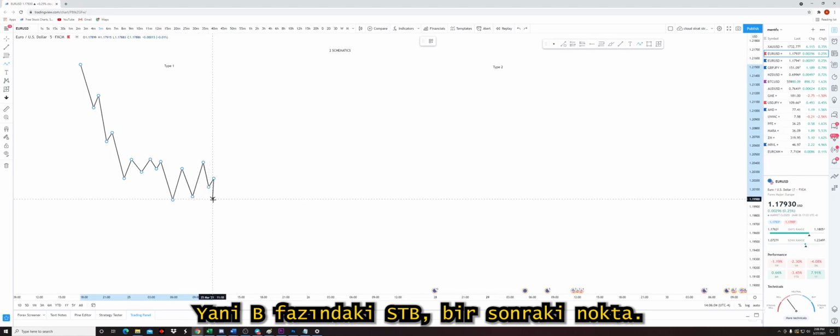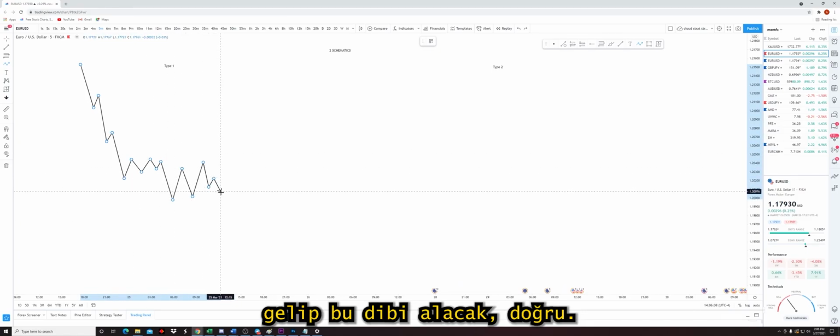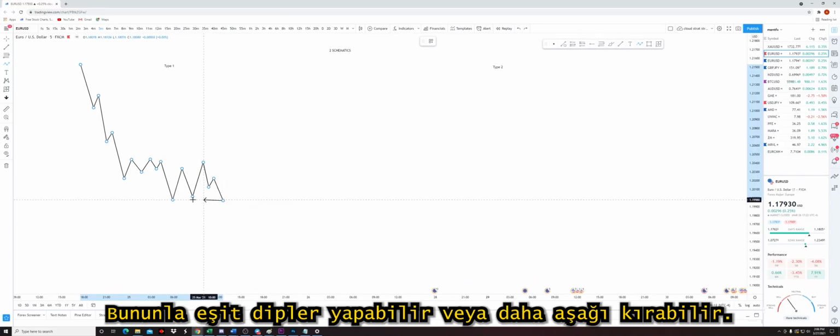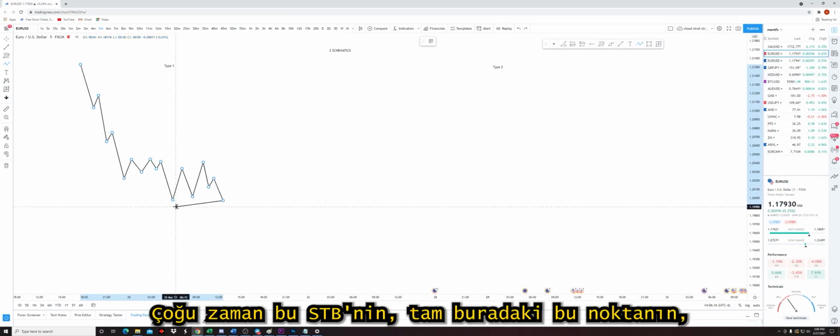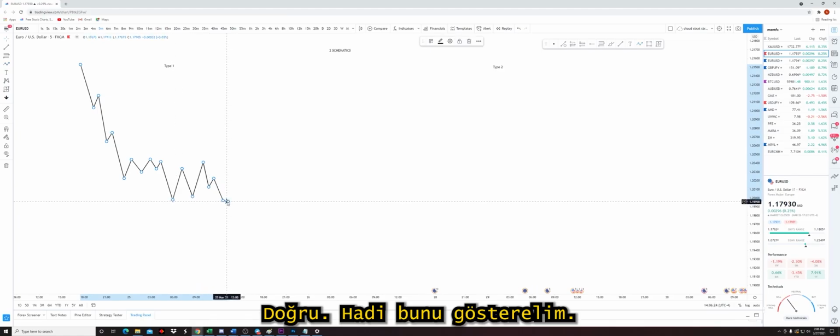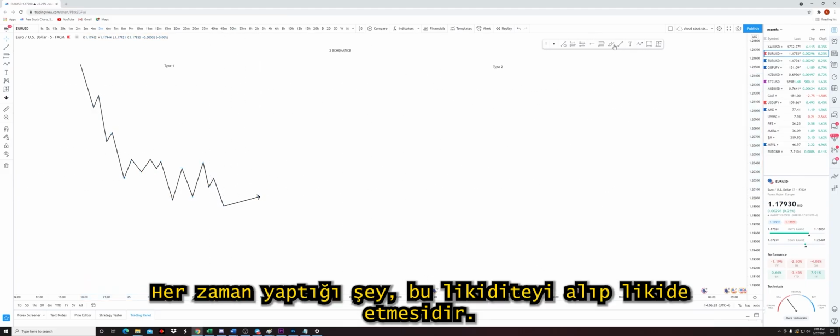So the ST in phase B, which is the next point, and again, I'm going to label this for you after, is going to come and take out this low, right? And that low can be taken out, and it could make equal lows with this, or it could break lower. Oftentimes, you're going to see this ST in B right here, this point, break lower than this low. So let's actually show that. So usually you're going to see a break lower. All it's doing is it's taking this liquidity and it's liquidating it, right?